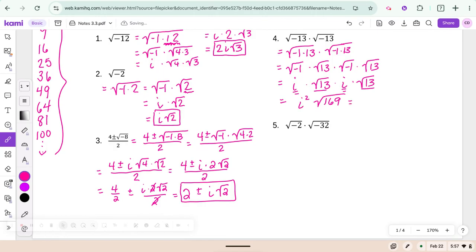Now remember earlier we said that i squared is equivalent to negative 1, and of course the square root of 169 is just 13. And negative 1 times 13 is negative 13.